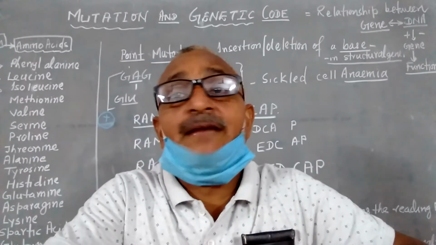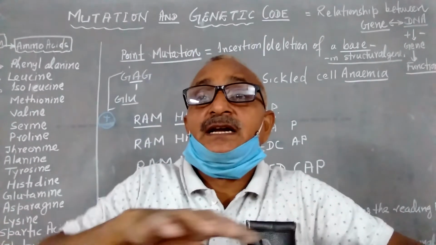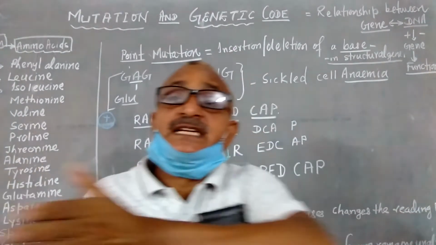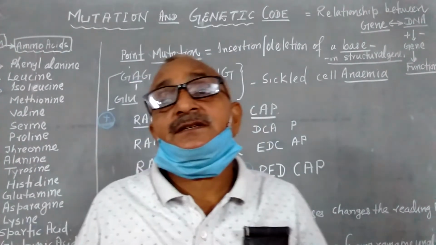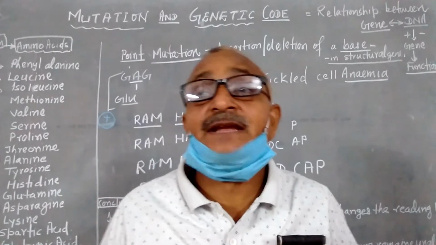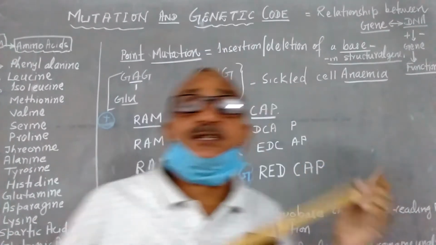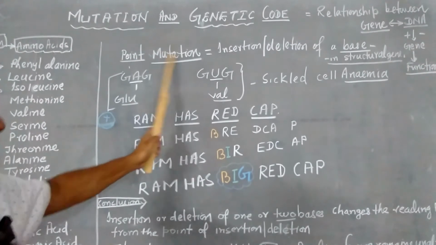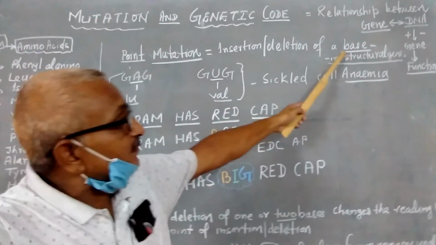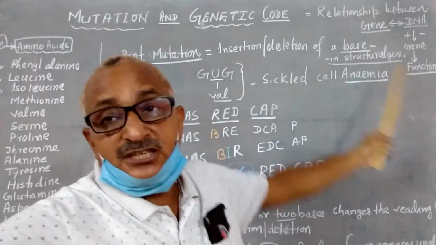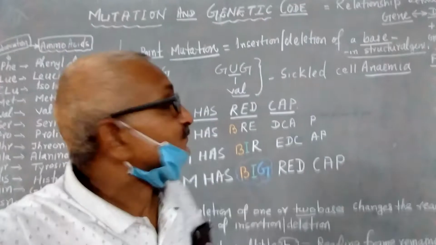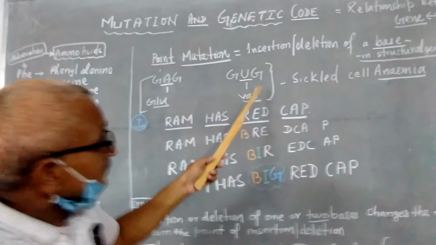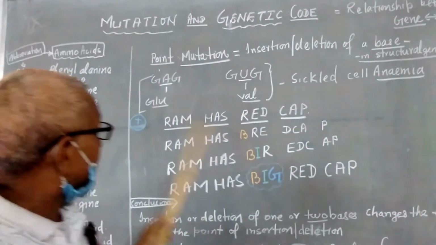Now, how does this happen? The point mutation changes the whole reading frame, it is altered and shifts, and that is called frame shift mutation. We are going to discuss it with one typical example. Try to understand, point mutation is the insertion or deletion of a base in the structural gene. Structural gene, you know, is the part which is going to be transcribed. So sickle cell anemia is a good example.